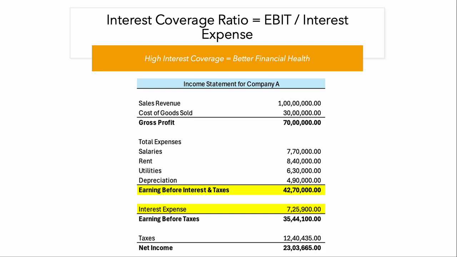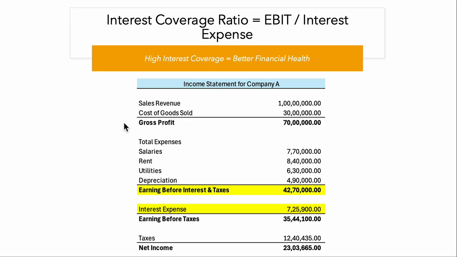Now, let's have a look at the interest coverage ratio, which is calculated as EBIT upon interest expense. It helps us understand how easily a company can cover its interest expenses with its earnings. A higher interest coverage ratio means the company is able to meet its interest obligations.